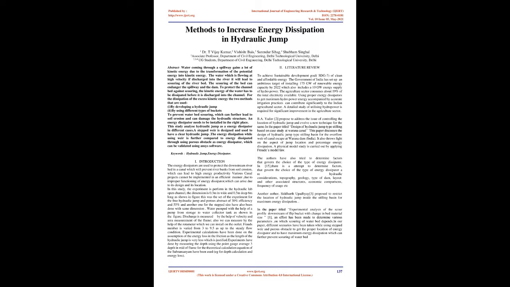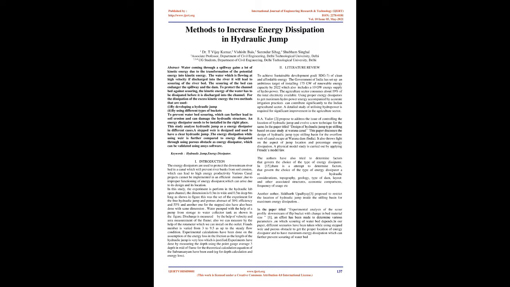Introduction. Energy dissipators are used to protect the downstream riverbed in a canal, which will prevent river banks from soil erosion, which can lead to high energy productivity. Various canal projects cannot be implemented in an efficient manner due to improper functioning of the energy dissipator, which can arise due to its design and its location.